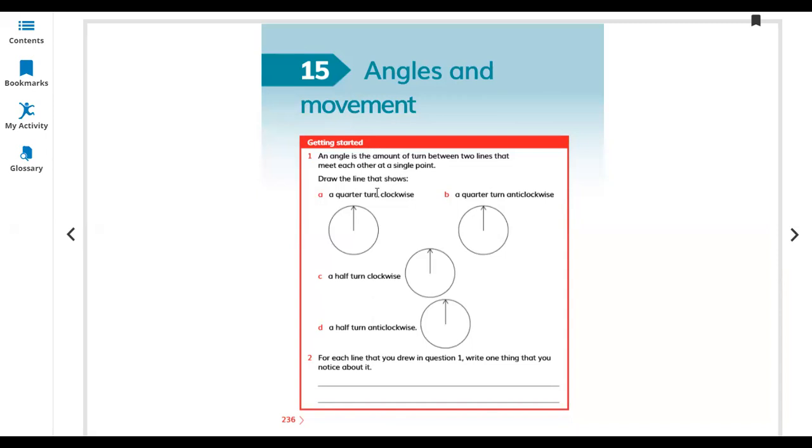So draw a line that shows a quarter turn clockwise. First of all, what is a quarter? What is a half? For example, we have a circle. This is a whole circle. When we divide it into two equal parts, this is called the half part, 1/2 of a circle, and this is also half of a circle. So these are halves of a circle.